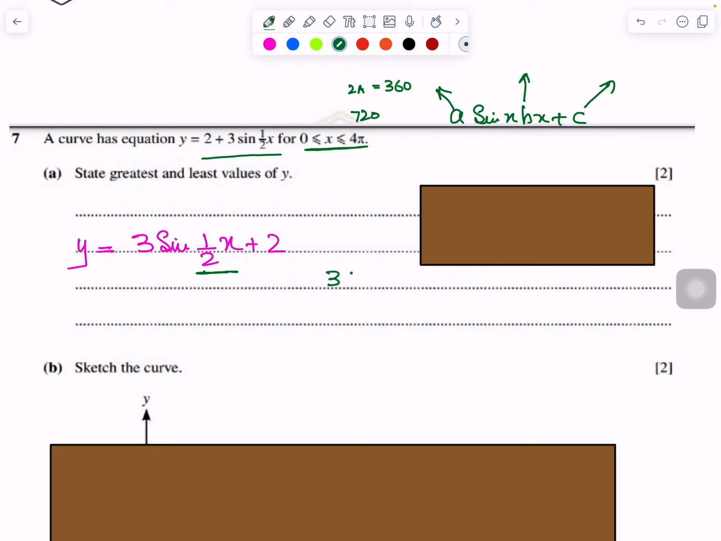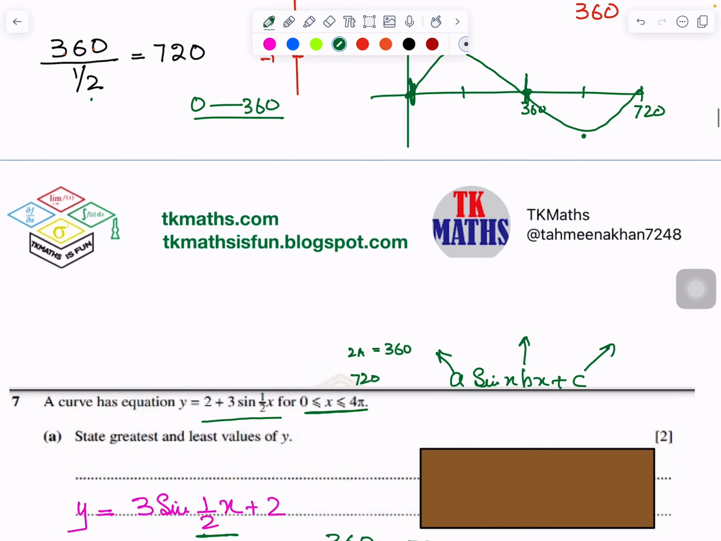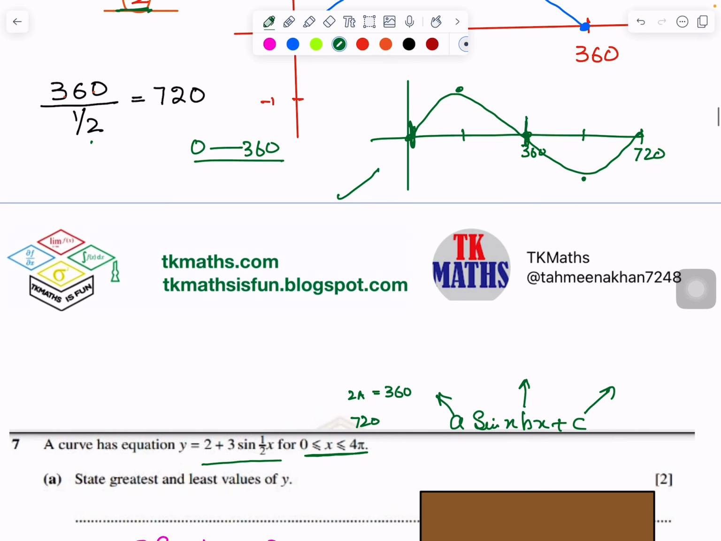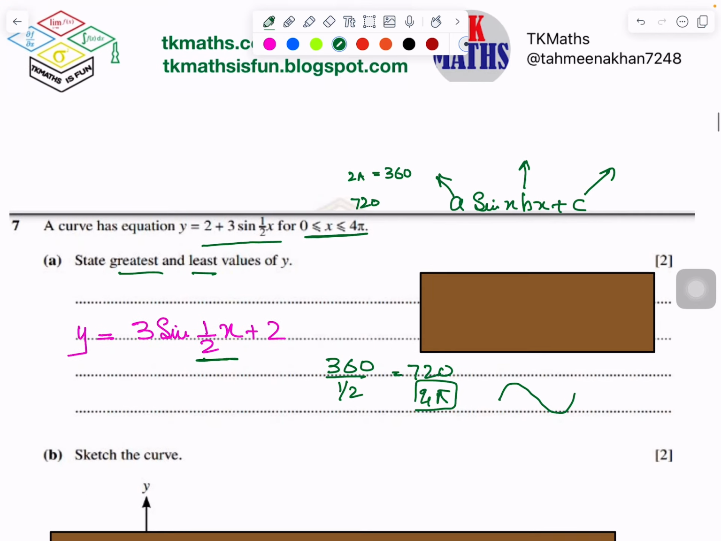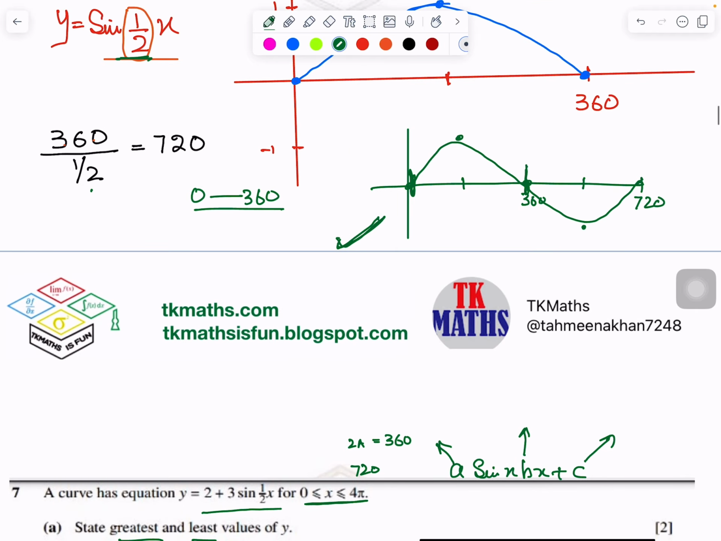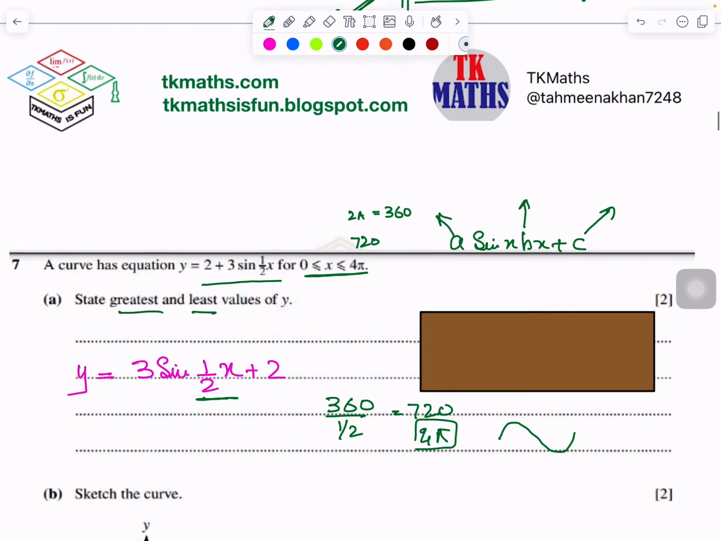So if I do 360 divided by half, which I have just shown you above, it means within 720, which is equal to 4 pi, one cycle of sine will be completed, just like this one which I have shown you here, right? So now the question is asking what is the greatest and least value. Greatest and least value mean what is this value and what is this value. This is the meaning of the question.